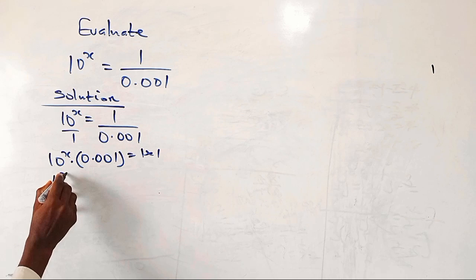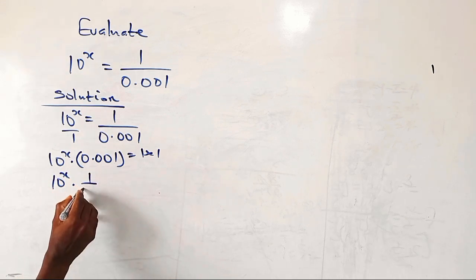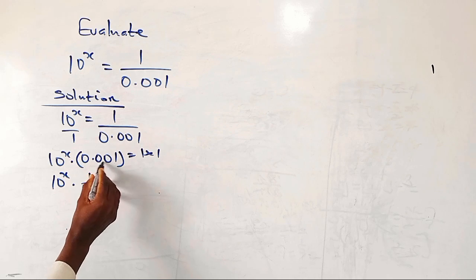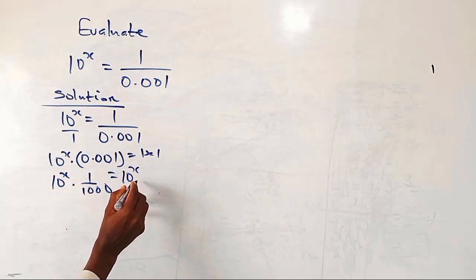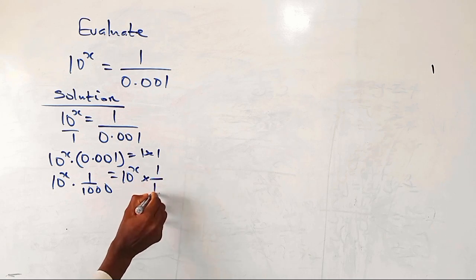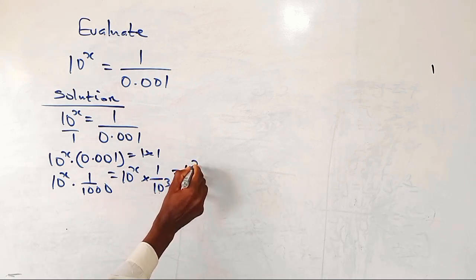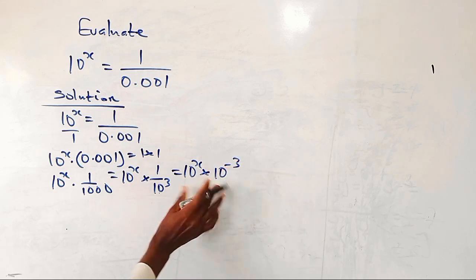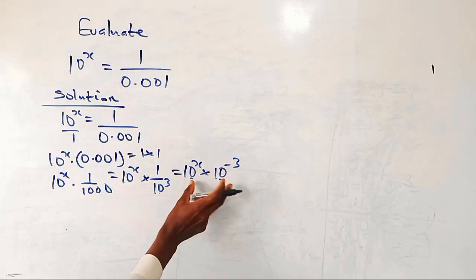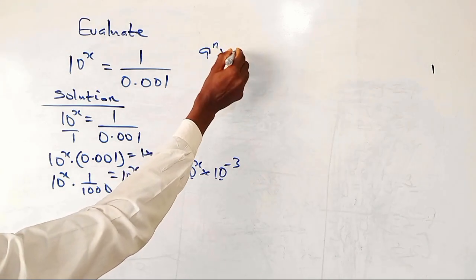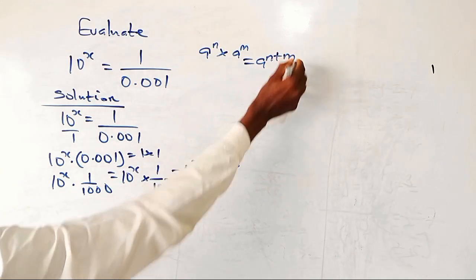So from here we have 10 raised to power x times, so we can change this to a fraction. We have 1 over 1000, 3 zeros, or we write this as 10 raised to power x times 1 over 10 raised to power 3, okay? Or you write it as 10 raised to power x times 10 raised to power minus 3, it's the same thing. So we have the same base, we have law of indices. When we have the same base, you are multiplying the same base, pick out one and add the exponent.